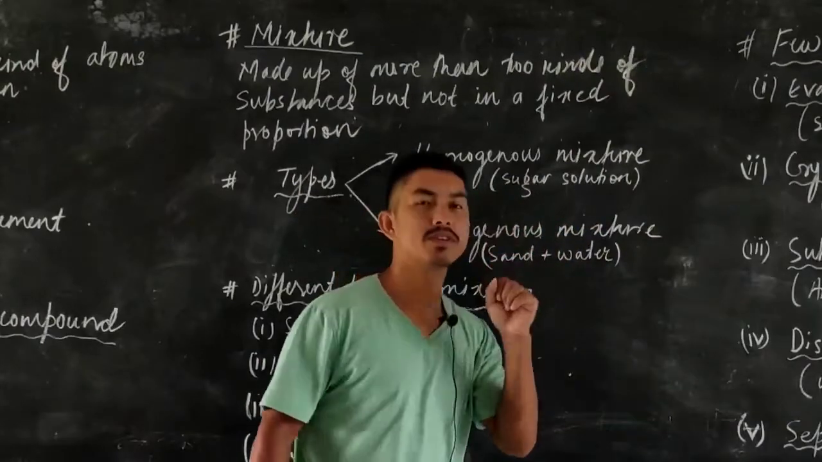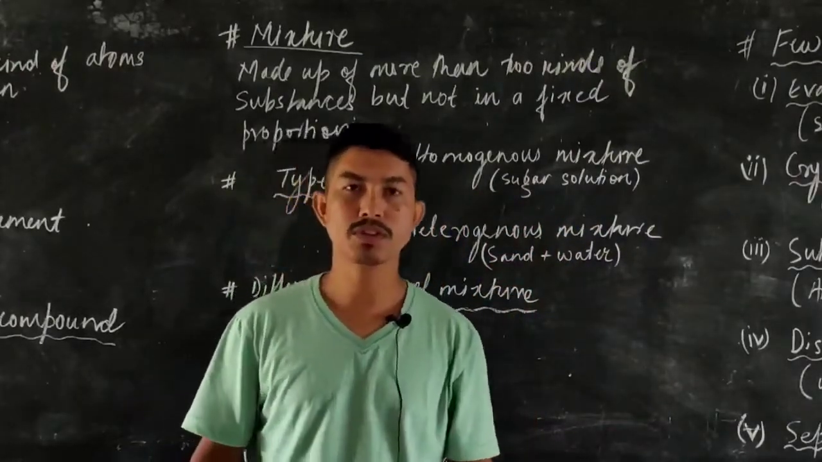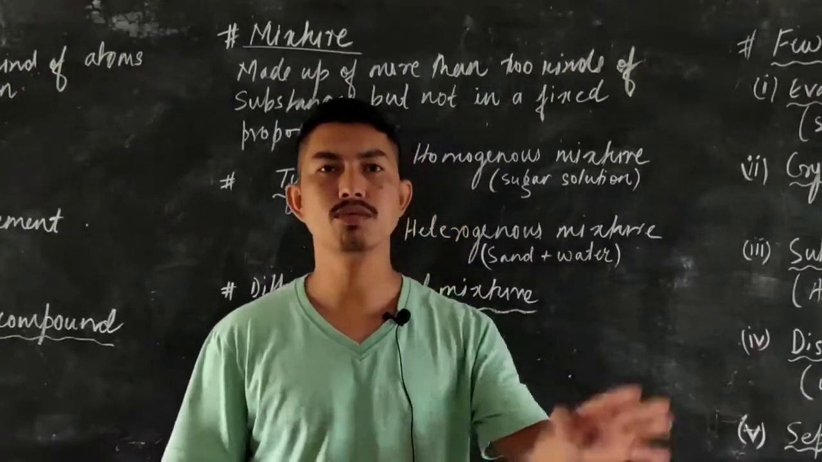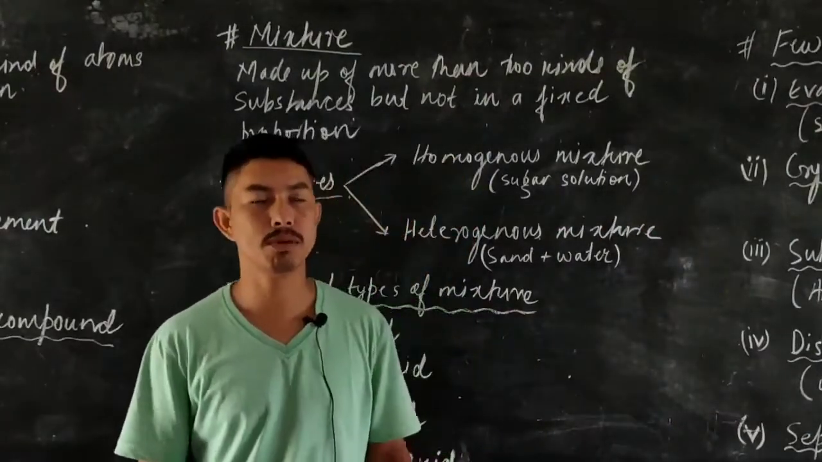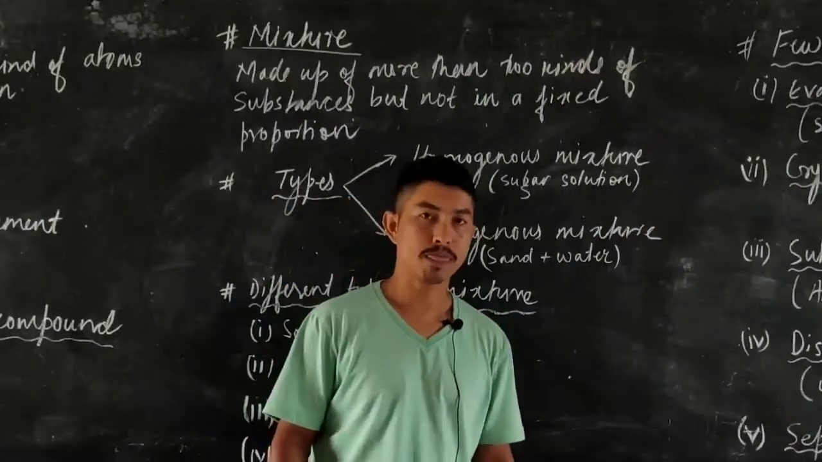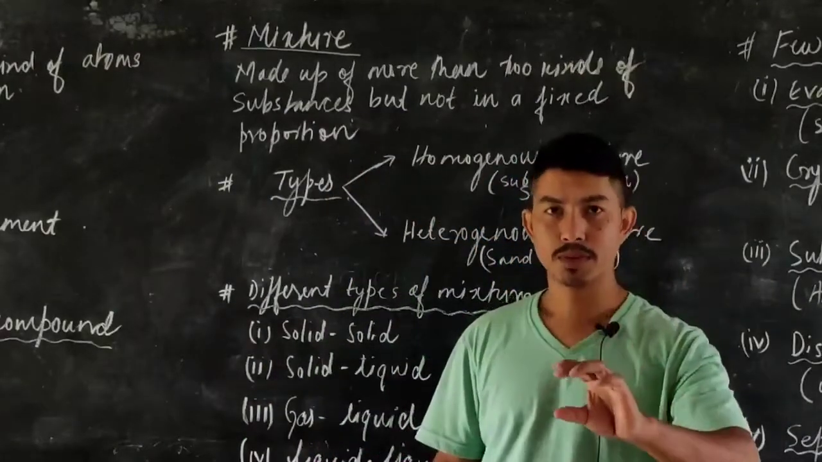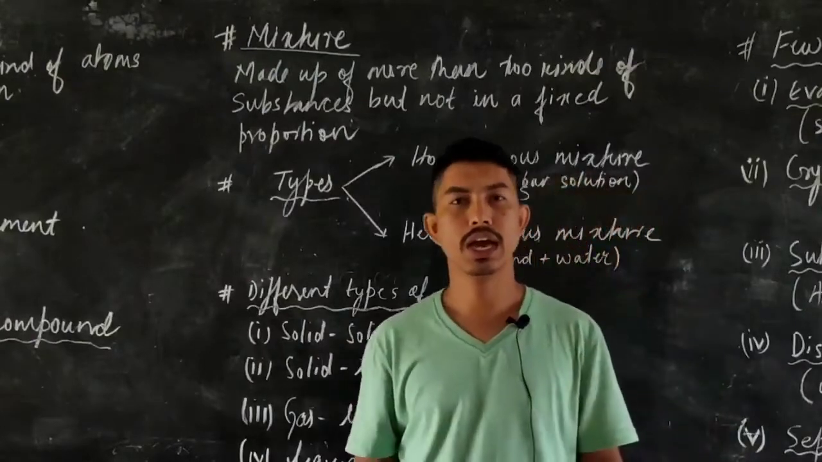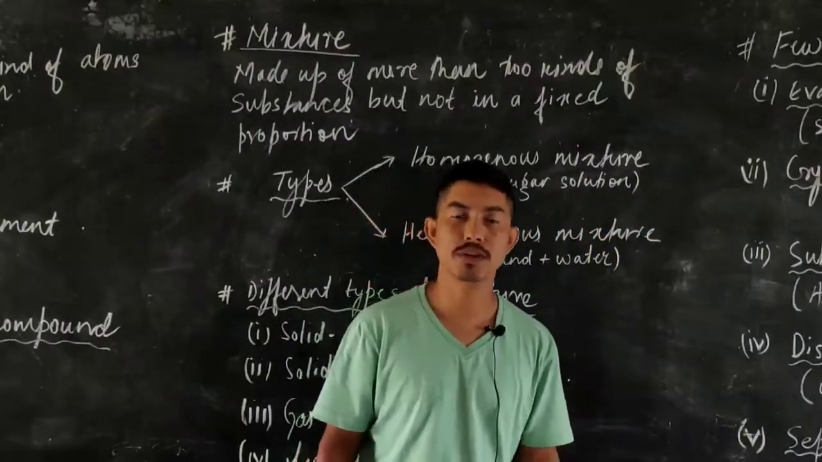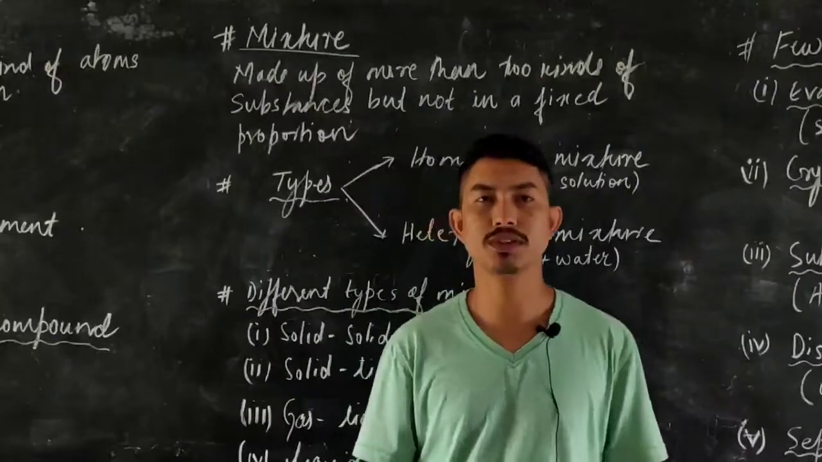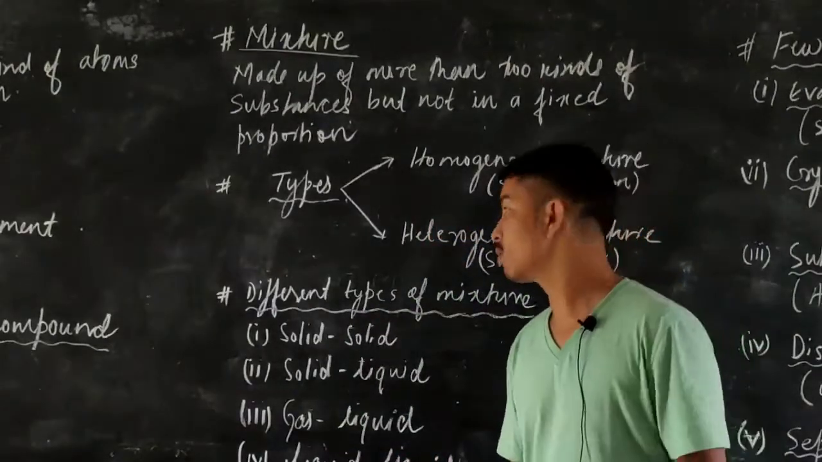So the homogeneous mixtures are the ones in which the composition of the mixture is the same throughout the given mixture. For example, sugar and water. In sugar and water, no matter from which point you take a sip of the water, the taste will still be sweet. That means the composition of the mixture is the same throughout.